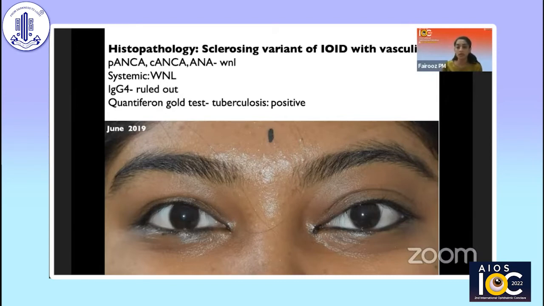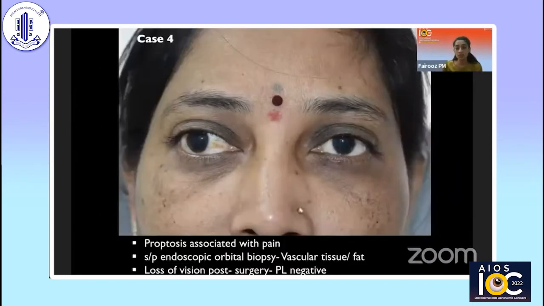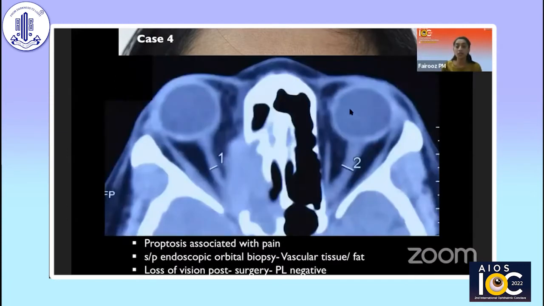And for the past 3 years, she has been stable. This was a 56-year-old lady who presented with proptosis associated with severe pain. In fact, with an ENT, she had undergone an endoscopic orbital biopsy, and the conclusive result was not available. The pathology report only stated vascular tissue and fat, and she had a loss of vision post-surgery. When she presented to us, it was PL negative. And this was what we found.